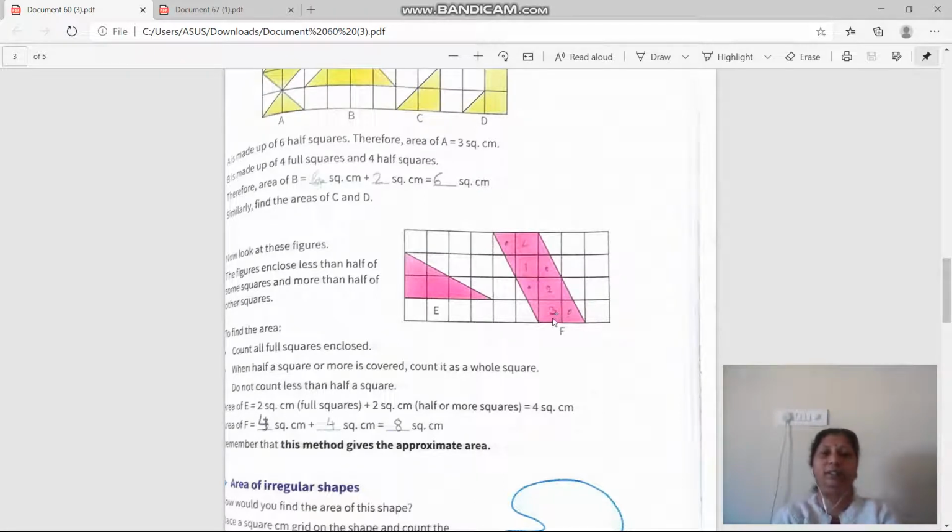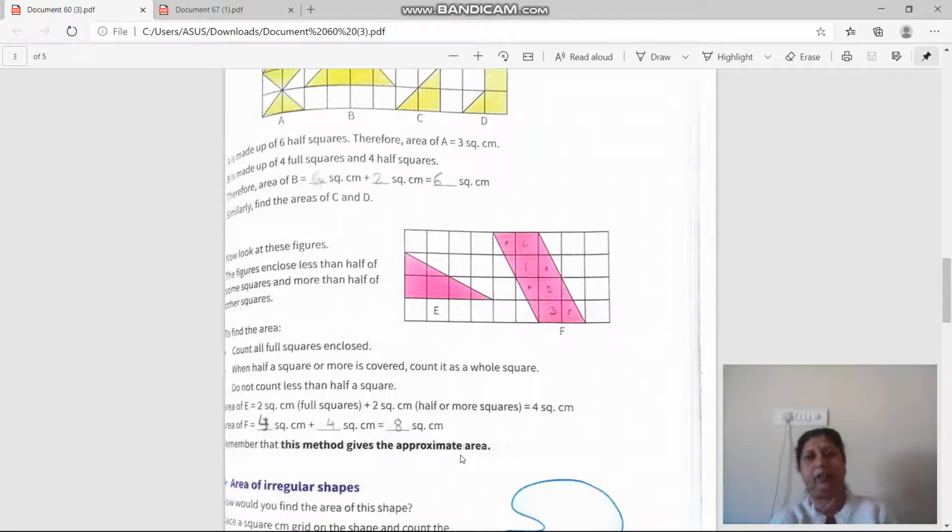So let's calculate here. 1, 2, it is not calculated. 3, 4, 5, 6, 7 and 8 and this we will not calculate. Similarly this and this we do not calculate. Okay. So see here, 1, 2, 3 and 4 are the full squares and this dot shows the more than half square. So we have calculated that as 1. Clear? Now next, it gives the area but it is not exact, it is approximate area.